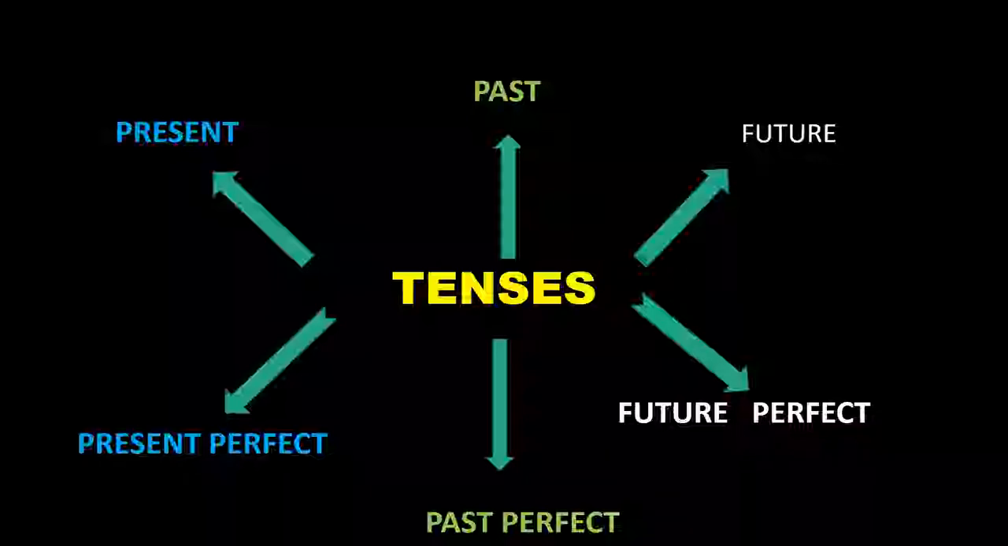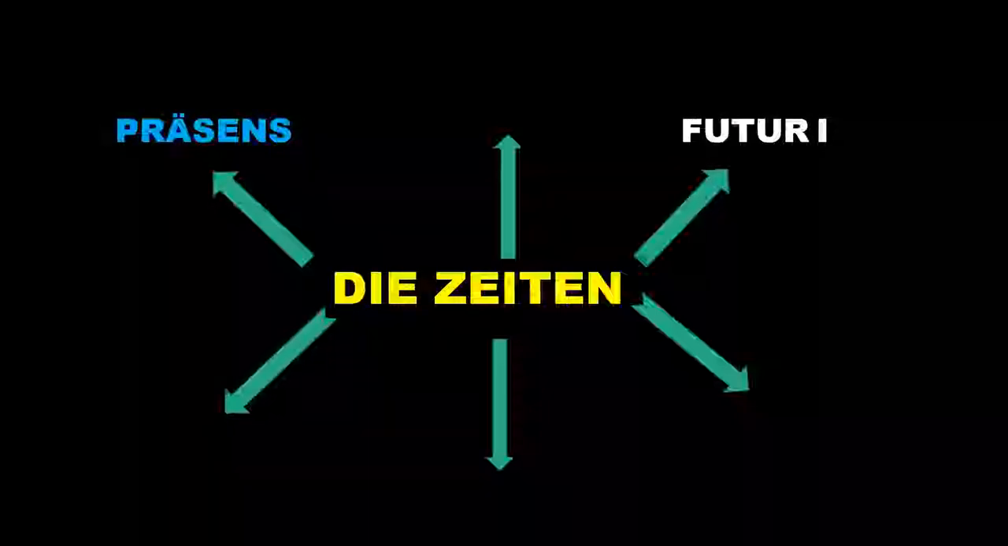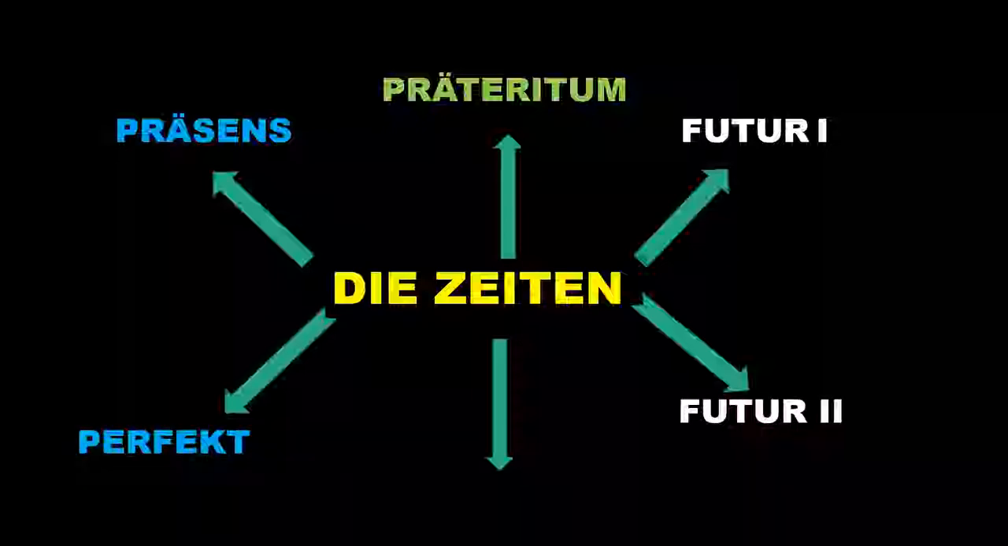So, what do we call these tenses in German language? Again, we're using a chart. Die Zeiten: Präsens, that is present tense. Präteritum, that is past tense. Futur 1. Then comes Perfekt, which is present perfect, Plusquamperfekt, that is past perfect tense, and Futur 2, which is future perfect tense.